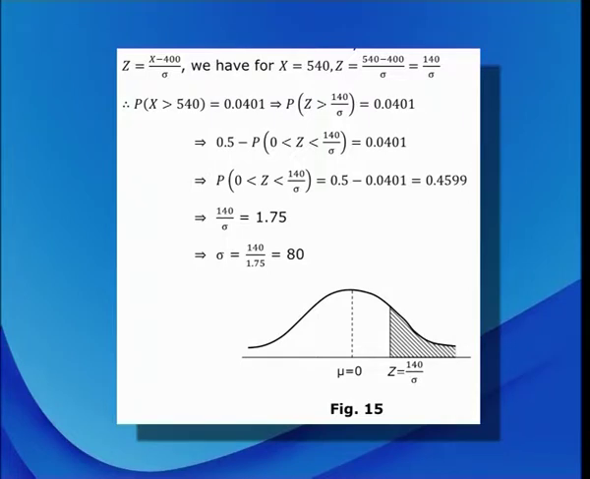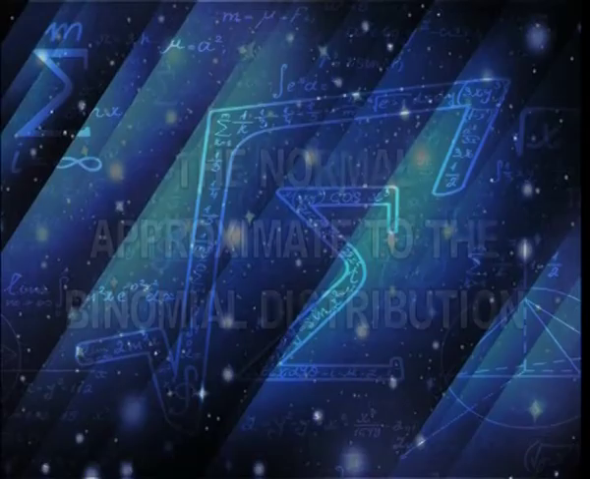That implies 0.5 minus probability of 0 less than z less than 140 upon sigma is equal to 0.0401. That implies probability of 0 less than z less than 140 upon sigma will be equal to 0.5 minus 0.0401, which is equal to 0.4599. That implies 140 upon sigma is 1.75 and sigma equals 140 upon 1.75, that is 8.